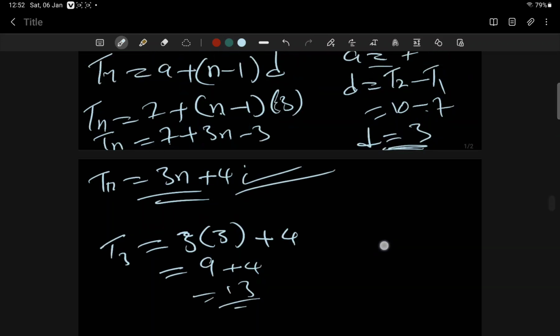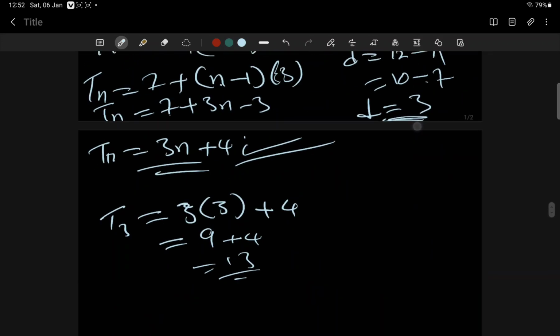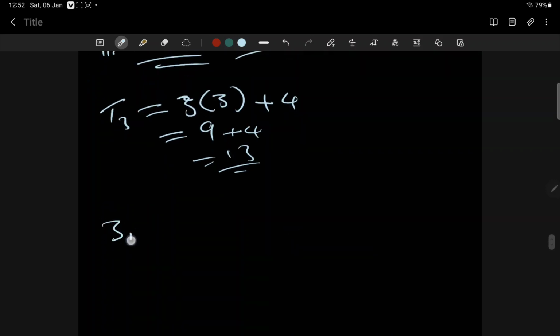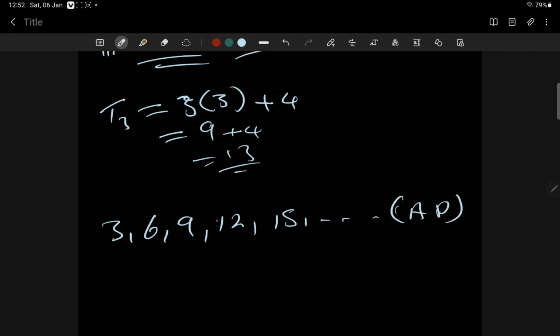Let's say we have a sequence. Sorry, 3, 6, 9, 12, 15. Right. And it is also an arithmetic progression. So let's write the formula, we have to calculate Tn.